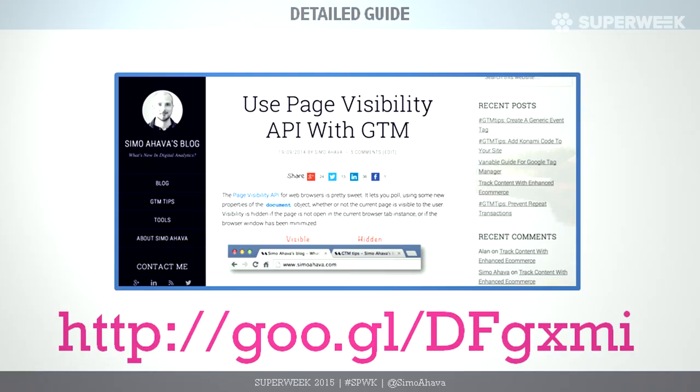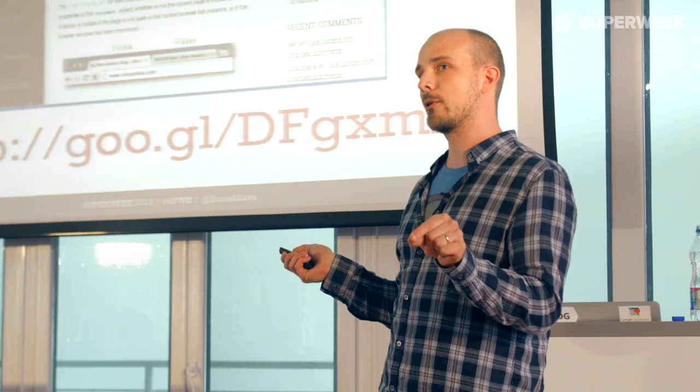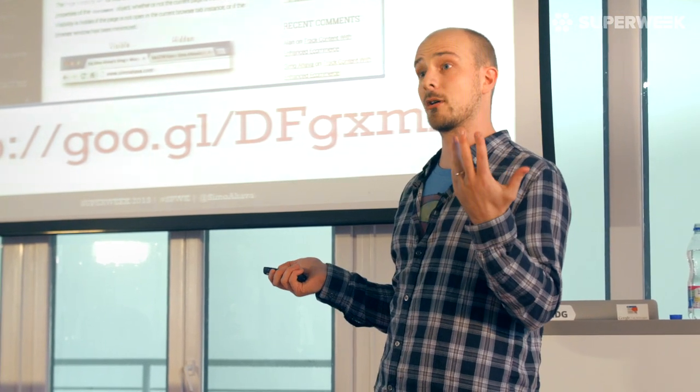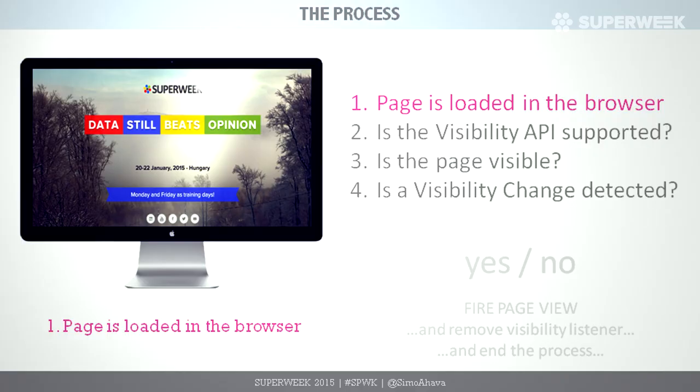I'm not going to go into detail with the code and stuff. It's all in my blog. I'm just getting clicks this way. This is clickbaiting at its best. So you can just check it out. I have an article about this. But I want to walk you through the process so you understand what I've been thinking about when I talk about meaningful data. So first, we have a page that's loaded in the browser.